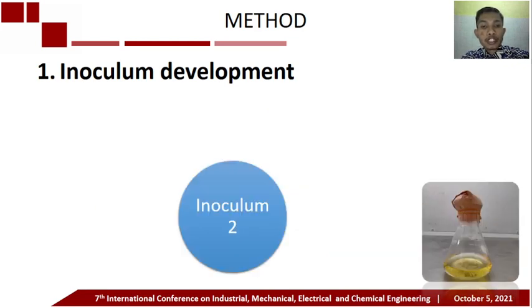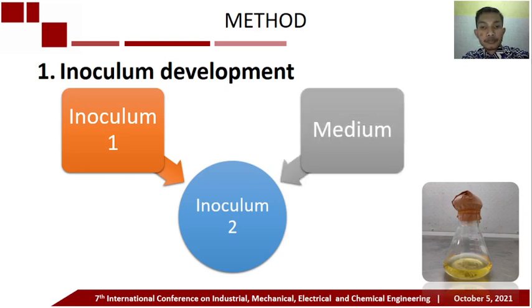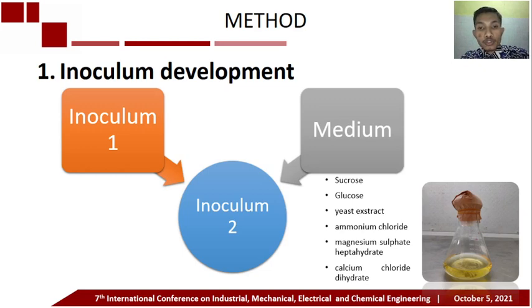Inoculum 2. Inoculum 2 was developed by 10% volume for volume of inoculum 1 into 1000 ml medium. Medium made from sucrose, glucose, yeast extract, ammonium chloride, magnesium sulfate heptahydrate, and calcium chloride dihydrate.